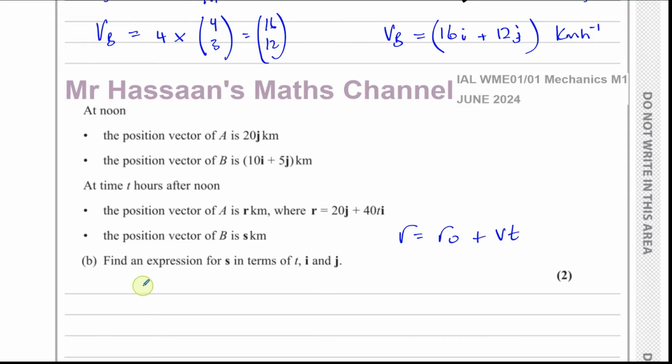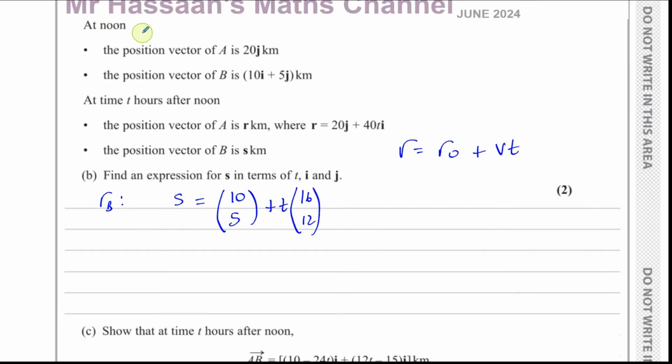So in this case, they want us to find the position vector of B. So RB is being denoted by S. So S is equal to R0, which is the position vector of B at noon, which is 10i plus 5j. I'm going to write it in column vector form first, 10 and 5, plus its velocity vector, which we know is 16i plus 12j, so 16 and 12, times t. So that is the position vector of B. That's as simple as that.